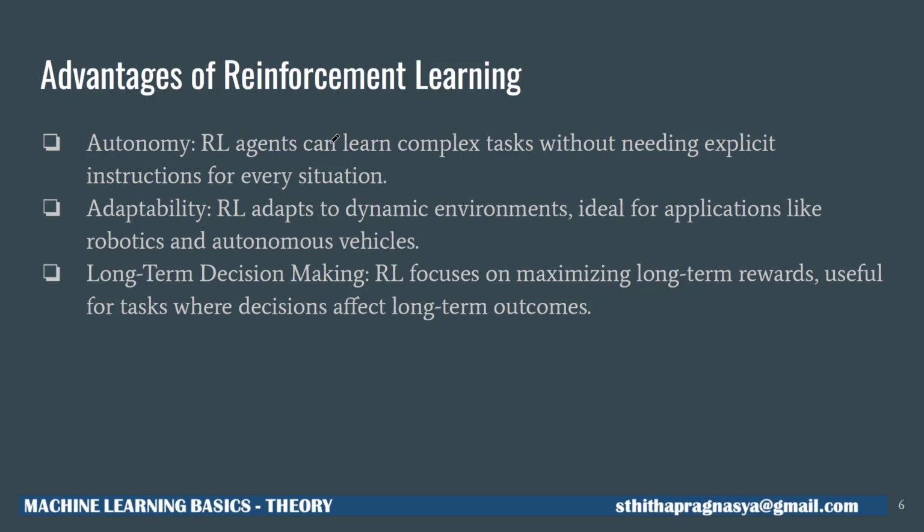The autonomy. RL agents can learn to perform complex tasks autonomously without needing explicit instructions for every possible situation. And adaptability. RL can adapt to dynamic environments, making it suitable for applications like robotics, autonomous vehicles, real-time strategy games.